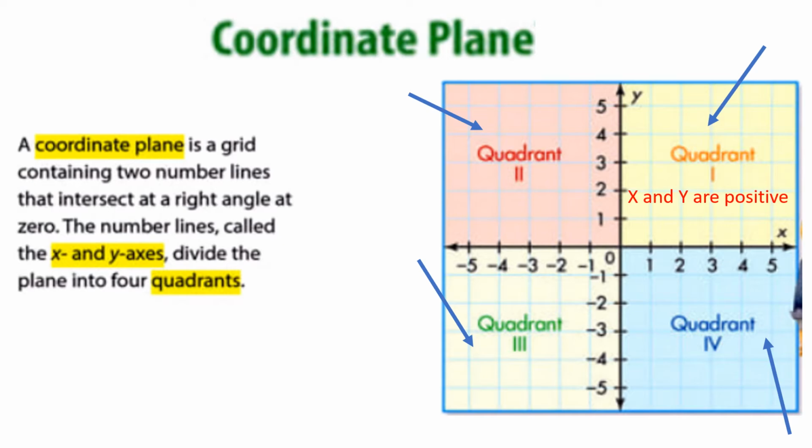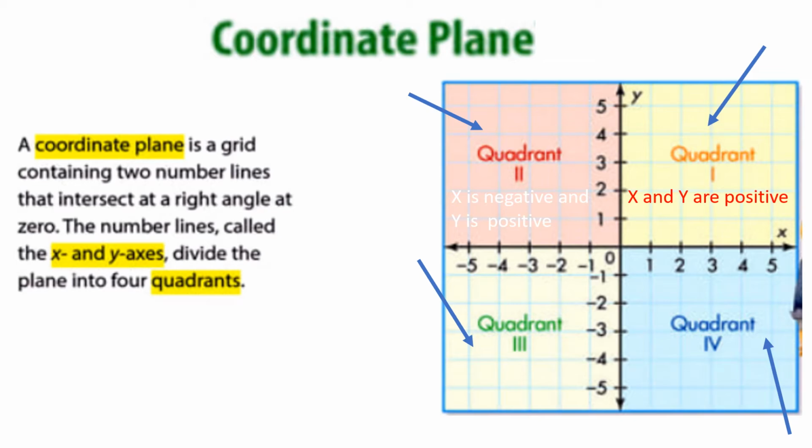What about the second quadrant, guys? You can see that the left part of the x-axis here is the negative part of the x-axis. So the x coordinate in this quadrant will be negative, and the y coordinate will be positive, of course. So in the second quadrant, x is negative and y is positive.